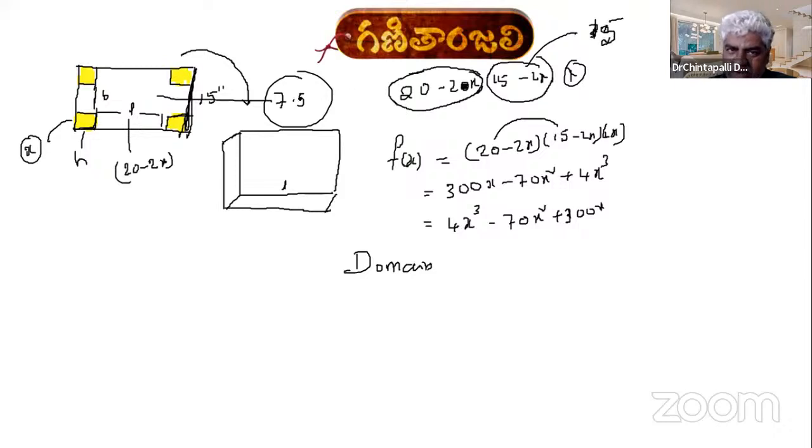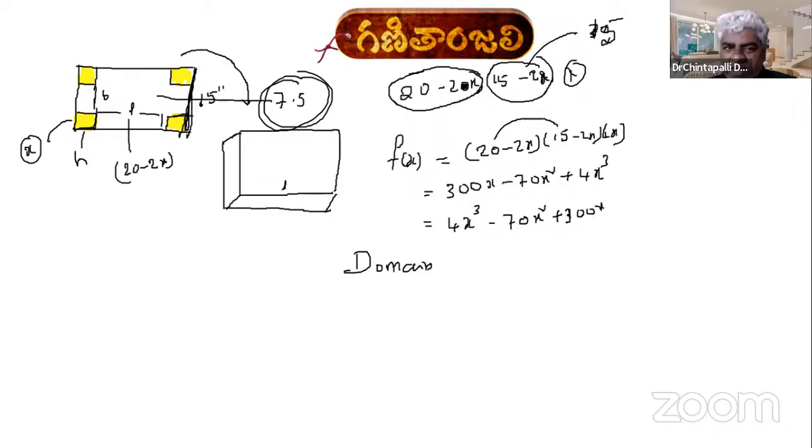If x is 7.5, then 2x is 15, and 15 minus 15 is 0. Then the volume will become 0. And another thing, we can't make a box.